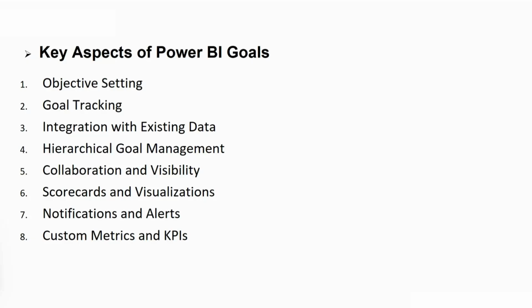The next one is hierarchical goal management. Organizations can structure goals in a hierarchical manner, allowing for the tracking of both high-level objectives and more granular sub-goals. This helps in aligning the different teams and departments with the overarching business strategies.